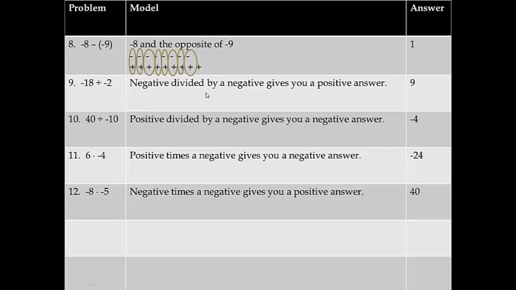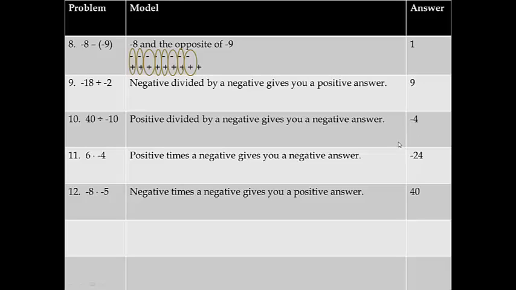Number 9, negative 18 divided by negative 2. A negative divided by a negative gives you a positive answer. So that gives me a positive answer of 9. Number 10, 40 divided by negative 10. A positive divided by a negative gives you a negative answer. So my answer is negative 4.